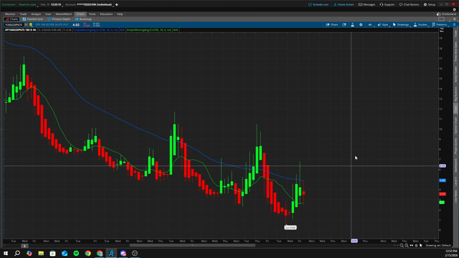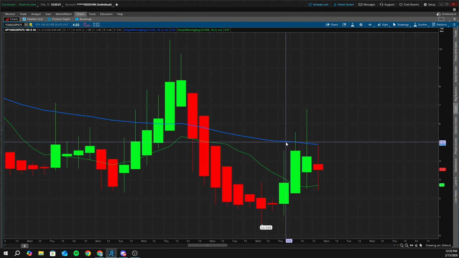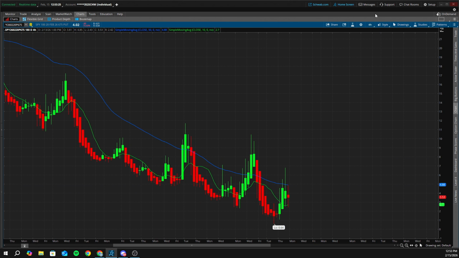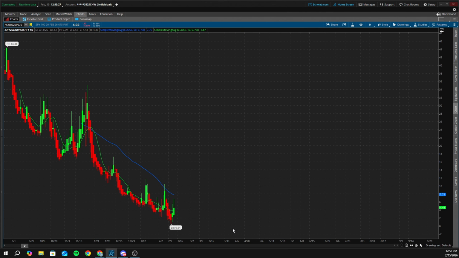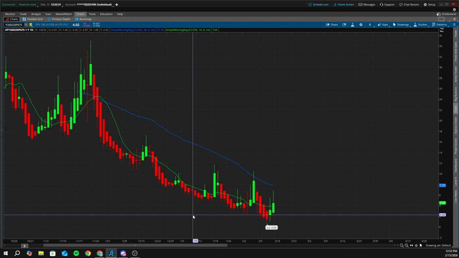On Friday we did end up rejecting that 50 SMA right off of pretty much the open, and we saw some sort of rejection off of that. And also if we look on the daily, we're right back at this daily 50 as well. So you guys can see, when we get these 50 SMAs that are sloped down quite a bit, this is where you could expect a reversal to happen.